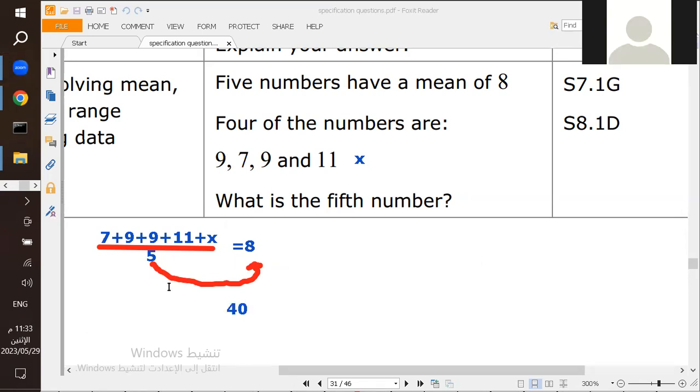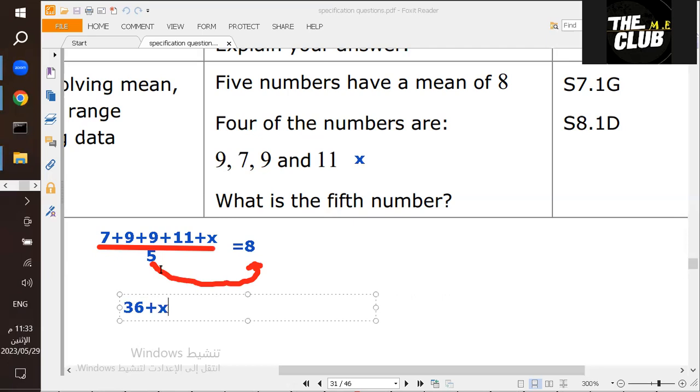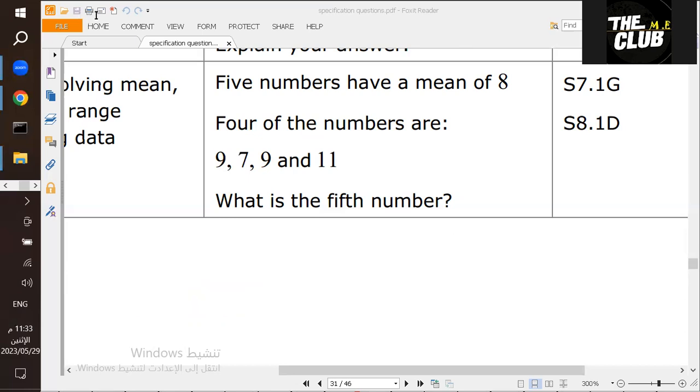This was 40. And then here we add all of them together. So 20, 29, 36, right? Yes. So 36 plus X equals 40. What's next? You take the 36 to the other side. It will be 40 minus 36, so X equals 4. Good job. Do you get the idea? They will give you questions that you can answer using the mean, median and other statistics that you can use.